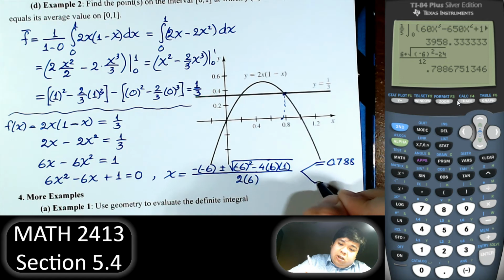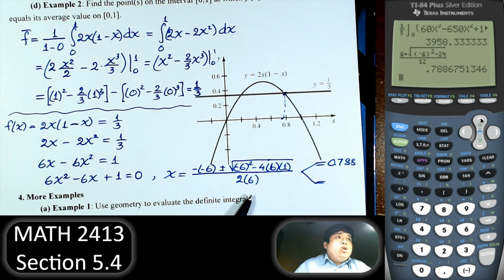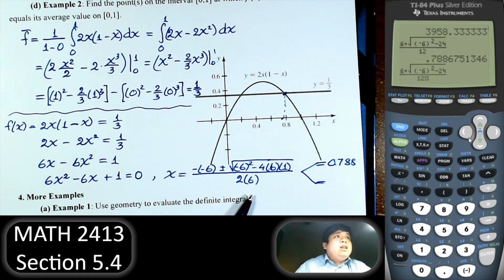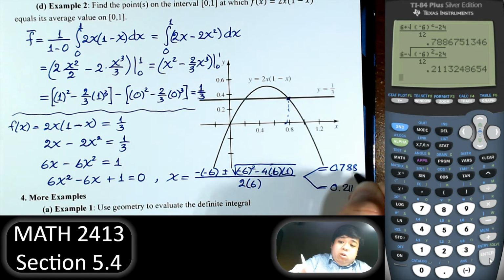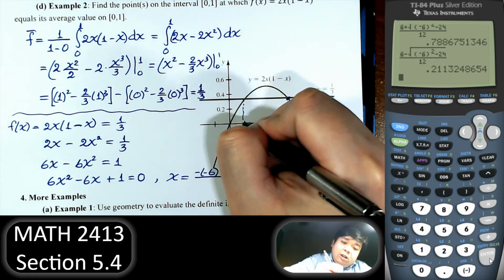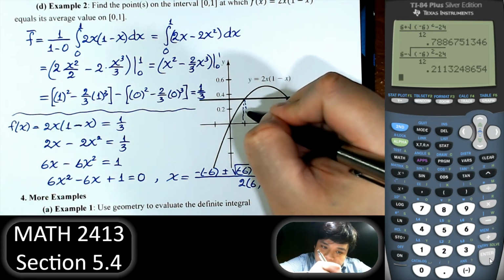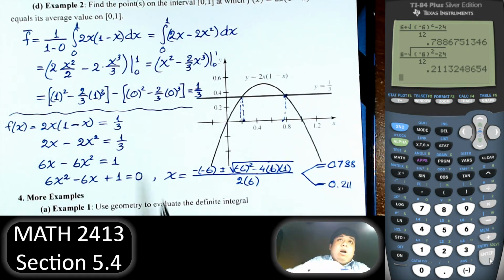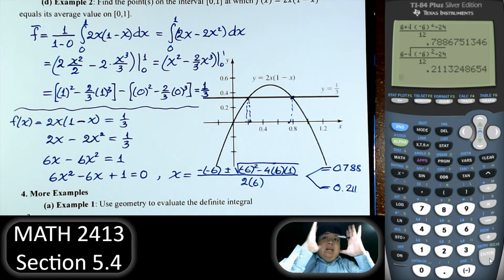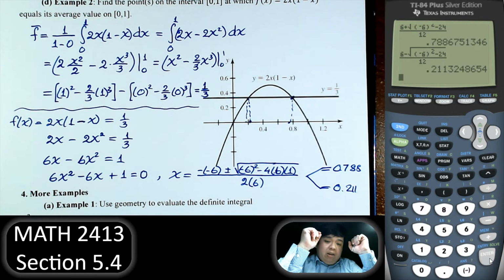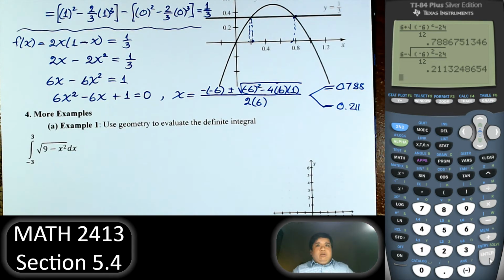Of course we can also have the solution when it is subtract, so we go back, subtract, and that gives us 0.211. Both of them are between 0 and 1, and that satisfies the theorem. The point has to be within the interval and give us the average height. So it is in between, so we're good. Right, so that's the average value function.